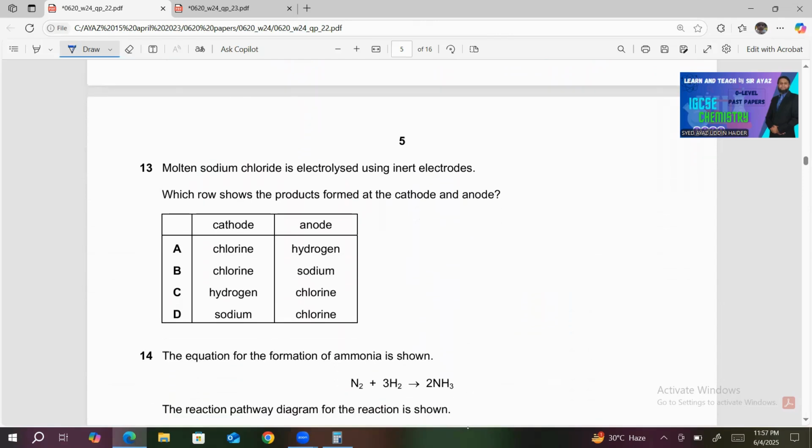Moving to next MCQ. Molten sodium chloride is electrolyzed using inert electrodes. Which row shows the product formed at the cathode and anode? Now, if you are having molten sodium chloride, you will be having only two ions present in the solution. One is Na plus and other will be Cl minus. Na plus will definitely move toward cathode and will be deposited as molten sodium. What about anode? At anode, the chloride ion will move and will be deposited as chlorine gas. So D must be the right choice here.